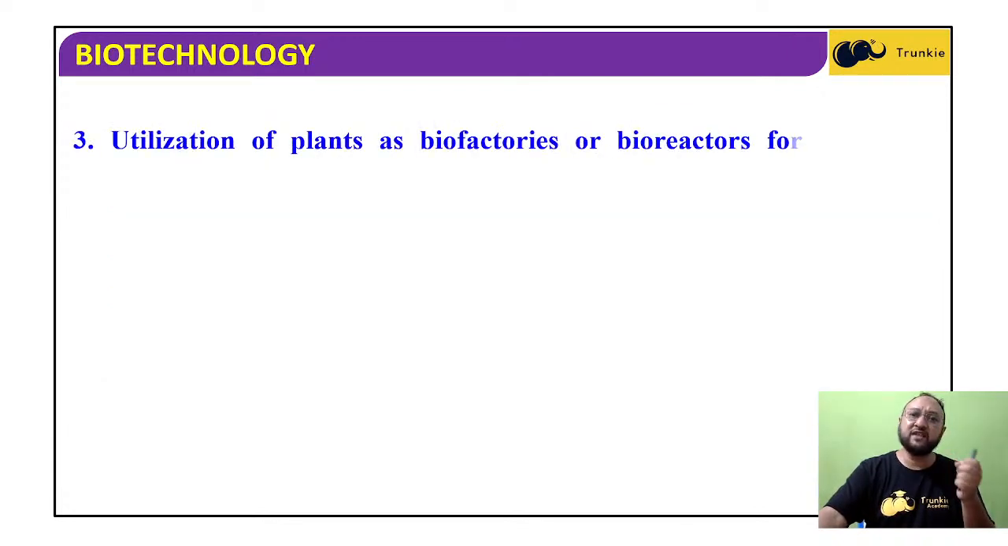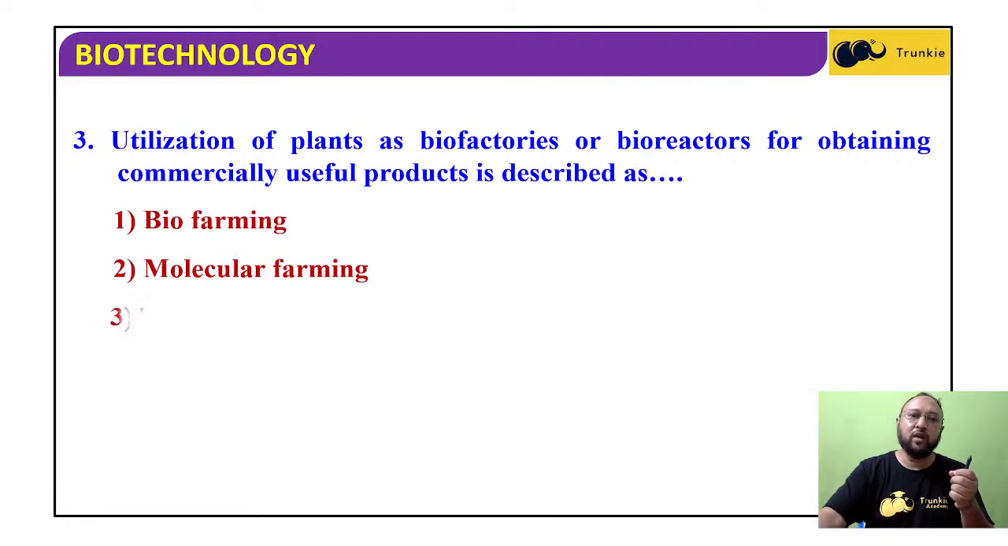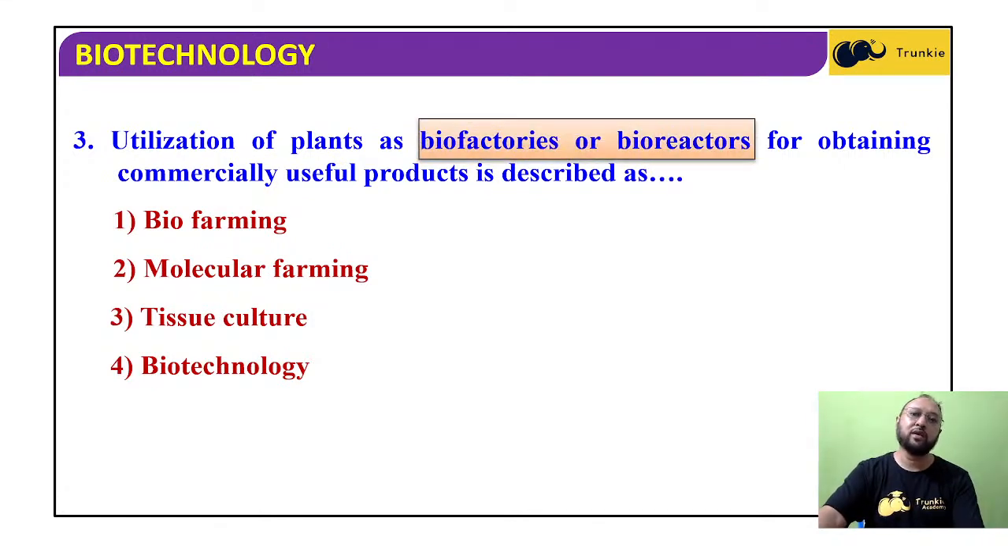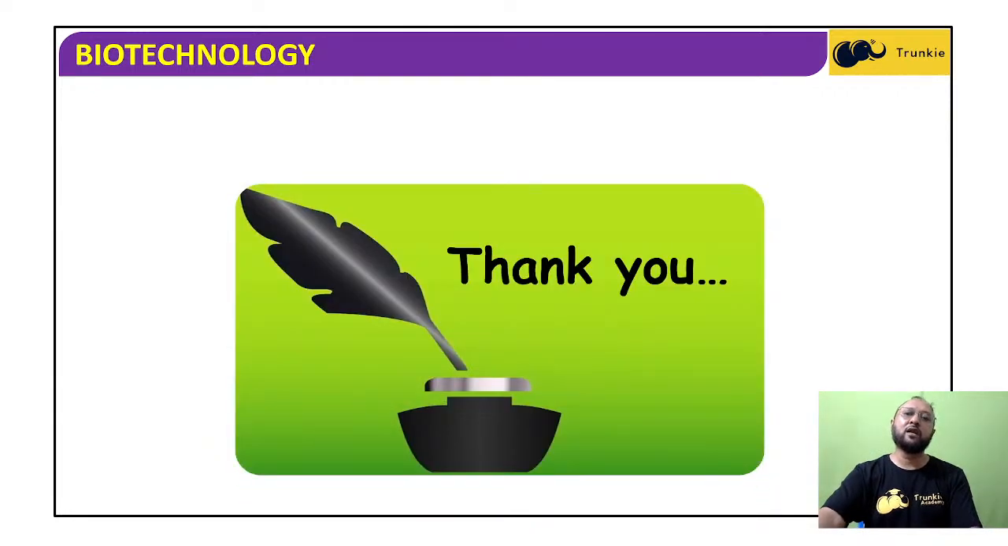Utilization of plants as biofactories or bioreactors for obtaining commercially useful products is described as biofarming or molecular farming. Just now we studied about this in tissue culture and biotechnology. It's molecular farming. So now this was all about the applications of biotechnology in some other fields apart from agriculture.